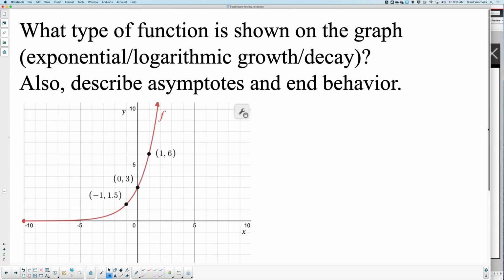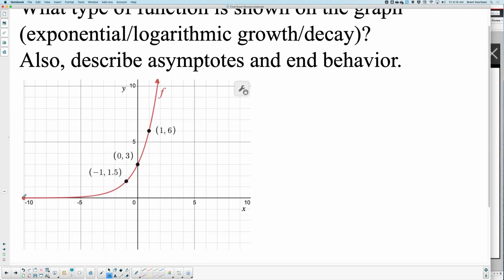Now, let's start talking about what these graphs look like. What is this graph right here? Is this a linear graph? No, it's not a line. It's a curve, so it can't be linear. What type of function is this shown right here? This is exponential.